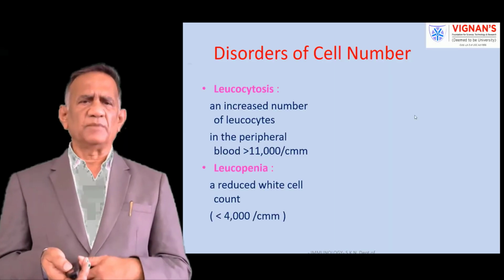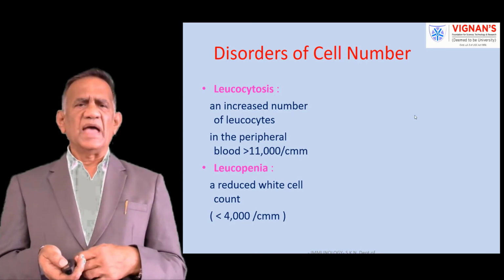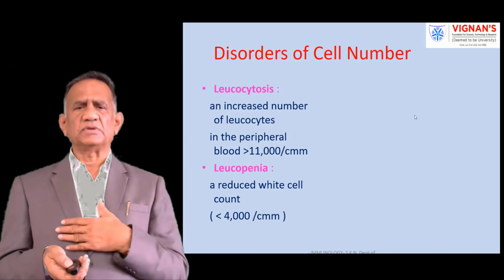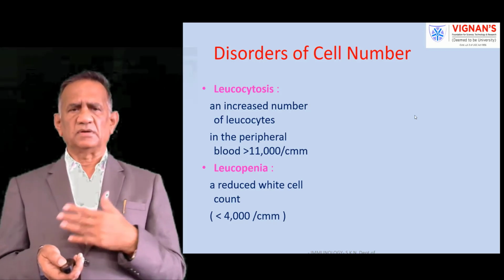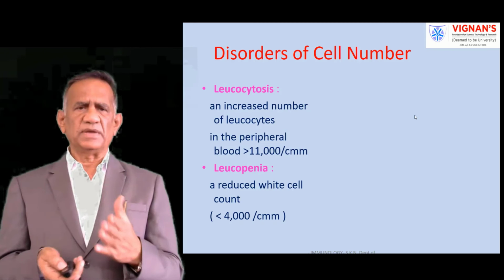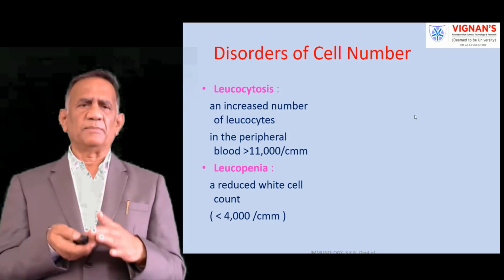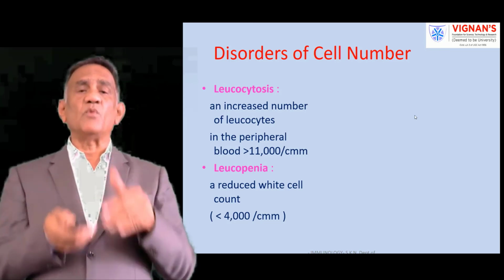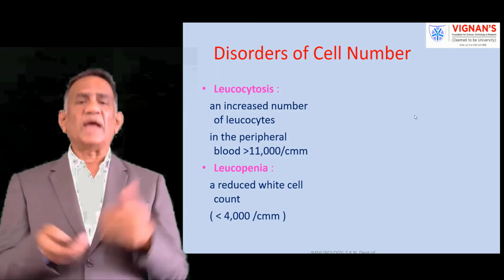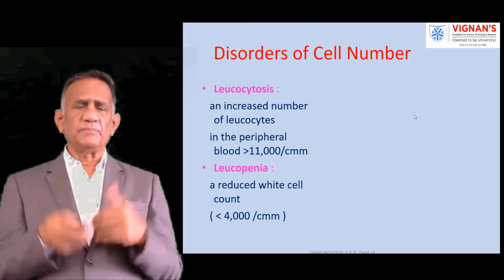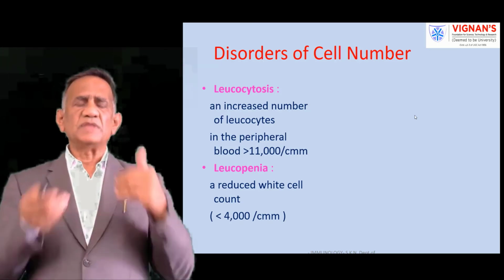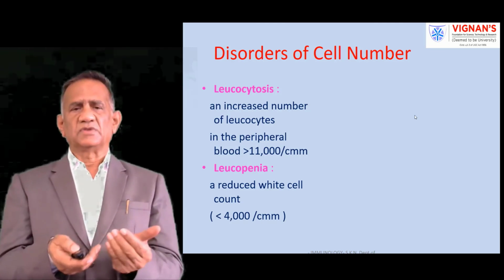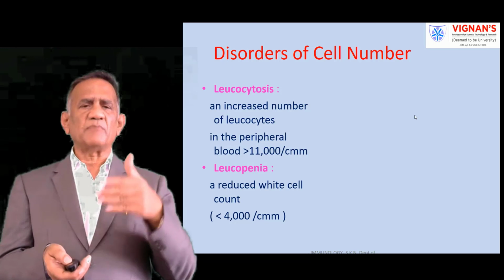Disorders of cell number. Leukocytosis, I was mentioning to you, is an increase in the number of leukocytes in the peripheral blood, above 11,000 per cubic millimeter. If the blood count is high, there is an increase in the blood count. Why is there an increase? It is recruitment of more cells into the system. Why are more cells required? The system is made such that more cells are recruited because the system is encountering an infection. So that's one probable answer here.